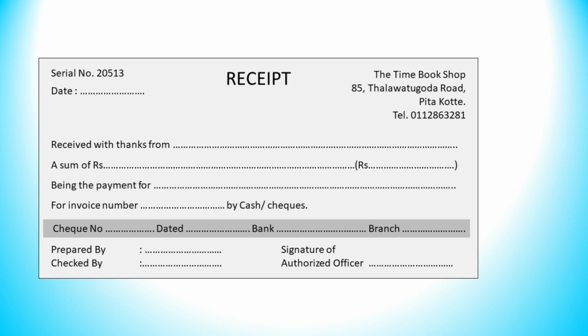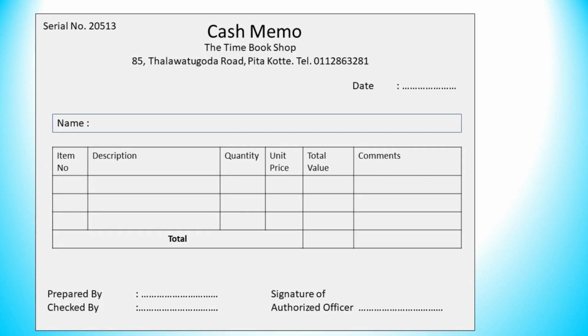And then prepared by, checked by, and then signature of the authorized officer or the cashier. Then a cash memo is also given as a receipt, but a cash memo will have details of the transaction, other than the details which are there in the receipt.